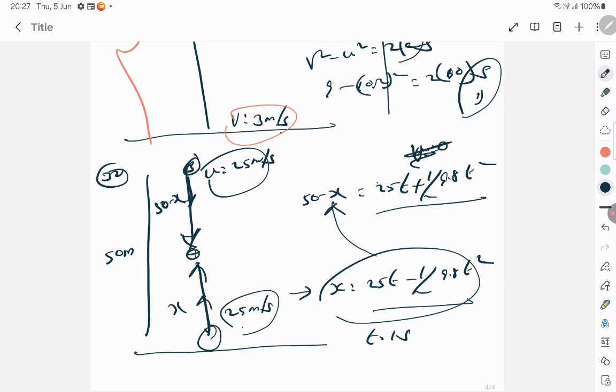Thus you find the time at which both of them are colliding. And then like a linear equation, you can substitute t in one of the equations, get the value of x, and 50 minus x is very simple. Are you clear? So this is that sum.